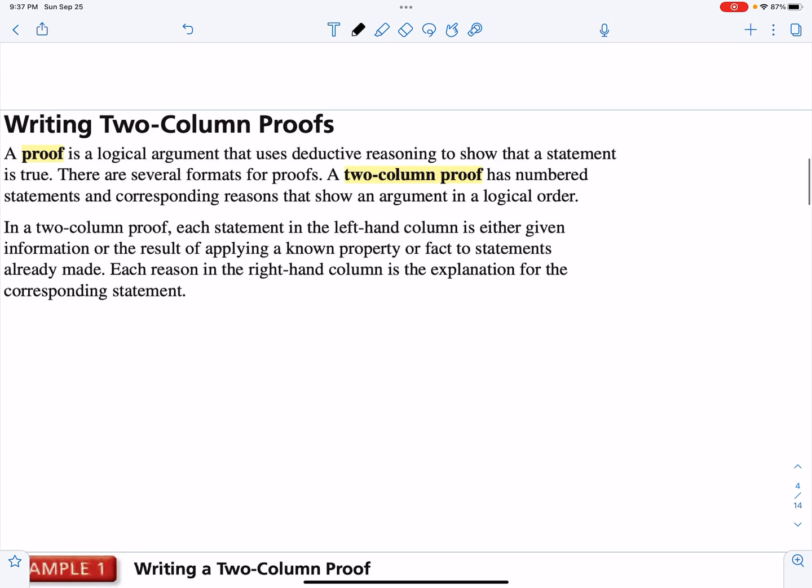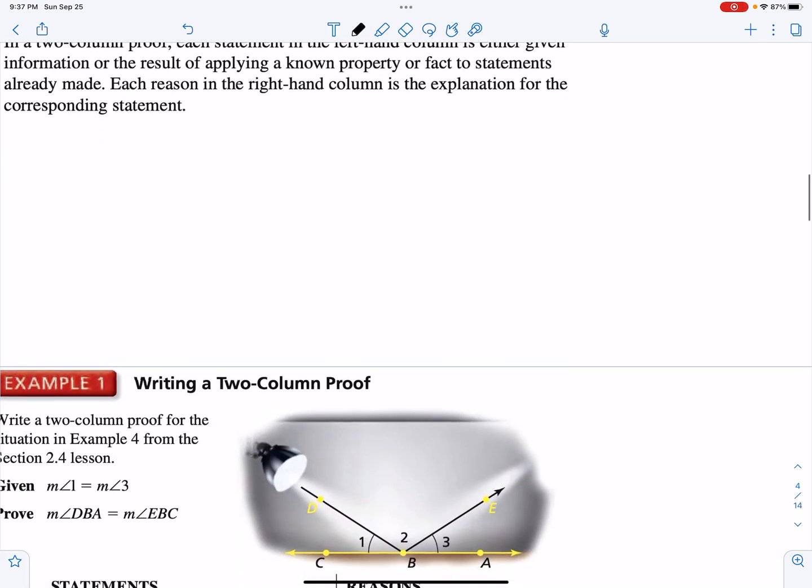So first of all, and again, you don't need to write this down, a proof is a logical argument that uses deductive reasoning, which we talked about this chapter, to show that a statement is true. There are several ways you can do a proof. The way we're most commonly going to do it in this class is by doing a two-column proof.